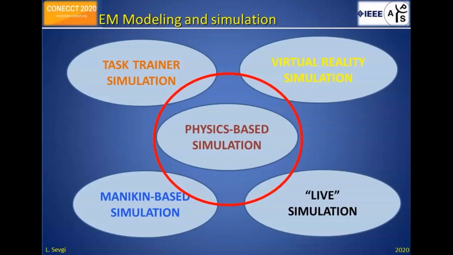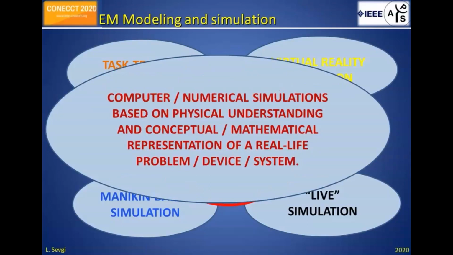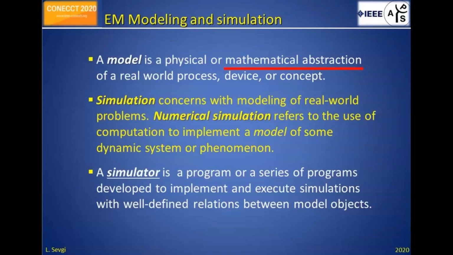In electromagnetic modeling and simulation, we mean physics-based simulation. We're not talking about past train simulation or virtual reality simulation or mannequin-based simulations. And physics-based simulation means computer numerical simulations based on physical understanding and conceptual or mathematical representation of a real-life problem, device, and system. And here are the definitions of a model, simulation, and a simulator.